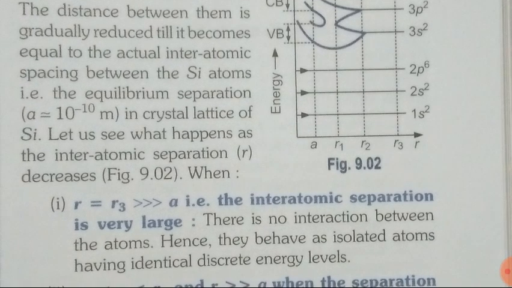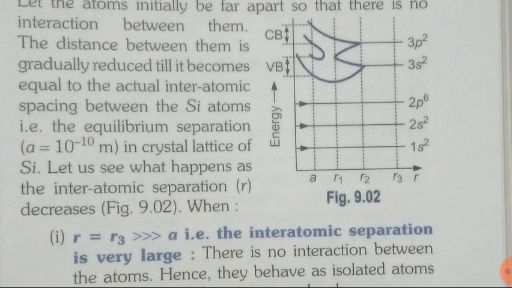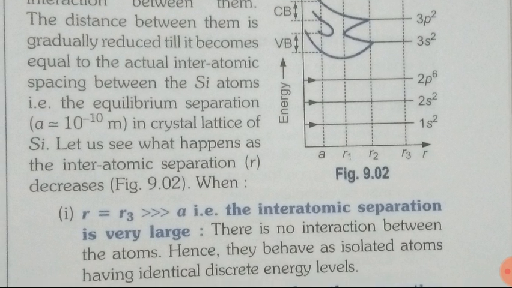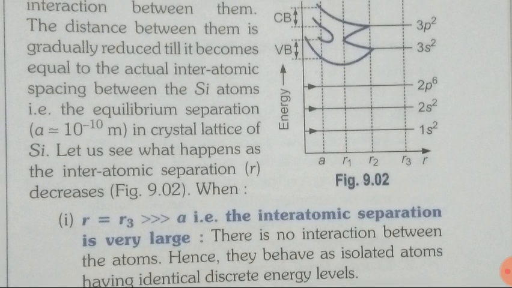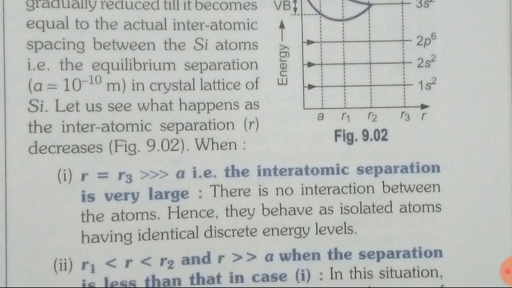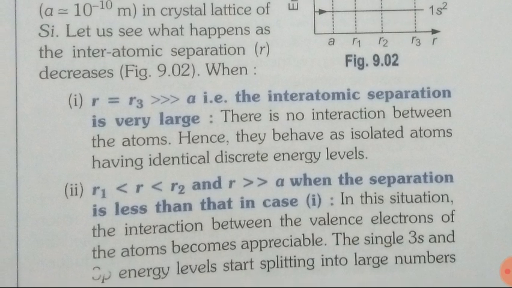We are having two bands, valence band and conduction band. Valence band is that band in which valence electrons exist. Conduction band is that band in which conduction electrons exist. They live there. Okay. So first, what happened when R equals to R3? The interatomic separation is very large. So there is no interaction between the atoms. Okay. So there is no interaction between the energy levels as well.